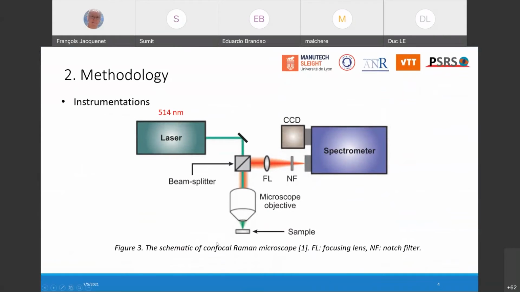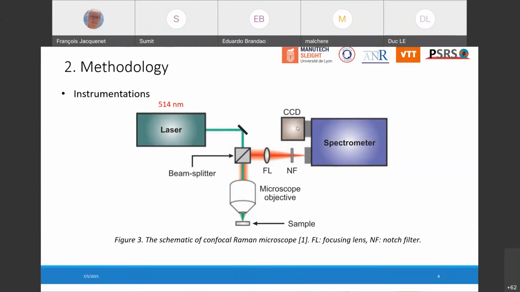So in this work, I use the confocal Raman microscopy. It works at 540 nanometer. The laser excites the sample, and the Rayleigh scattering and Raman scattering will be collected by the objective and focused by the focusing lens here. Before entering the spectrometer, the field will be filtered by the notch filter here to prevent the Rayleigh scattering, and the Raman scattering will be analyzed by the CCD.